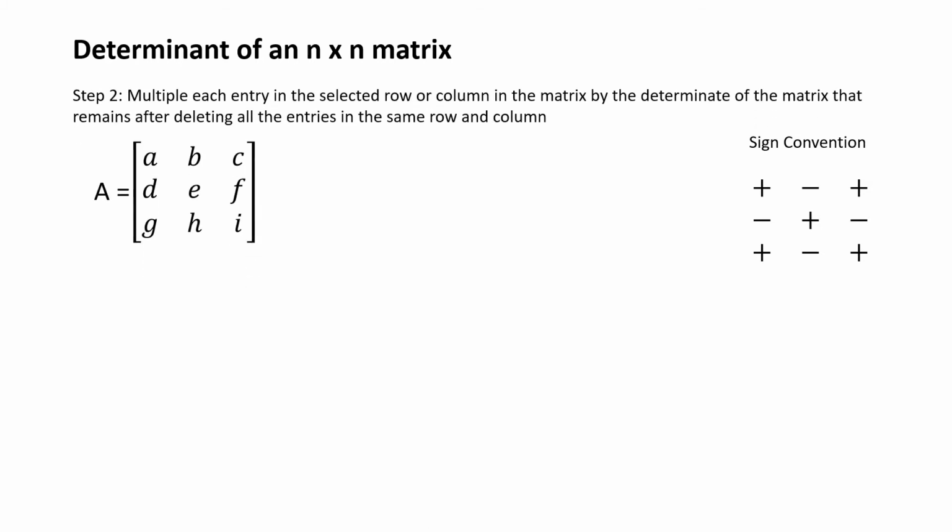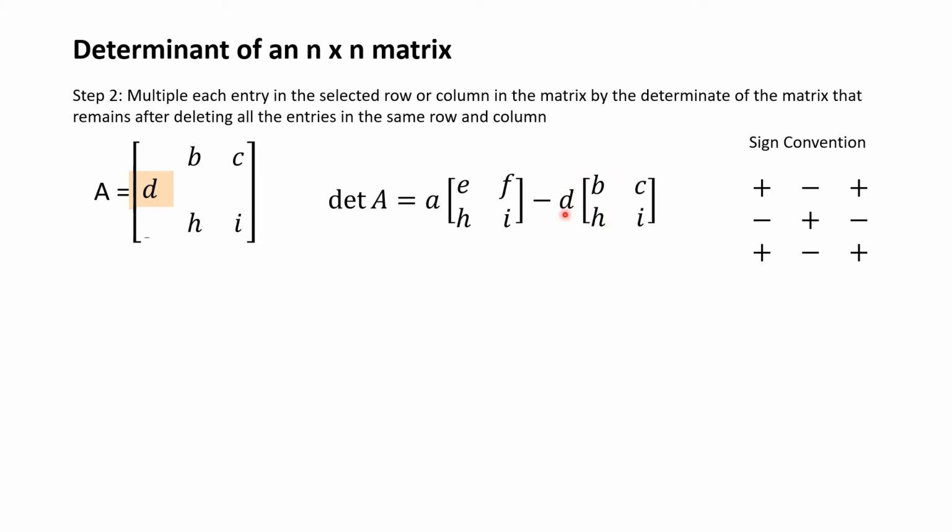Next, we look at the second element in this column, which is D. We need to delete all the entries in the same row and column as this element, and we are left with a matrix. And this matrix is multiplied by the element D. And because it is in the second row and first column, we can see that it's a negative, therefore it's subtracted.